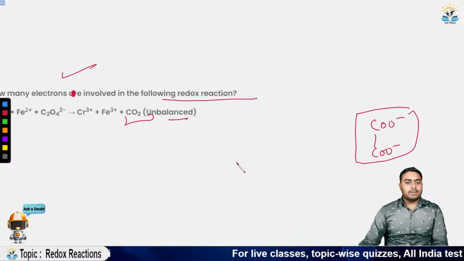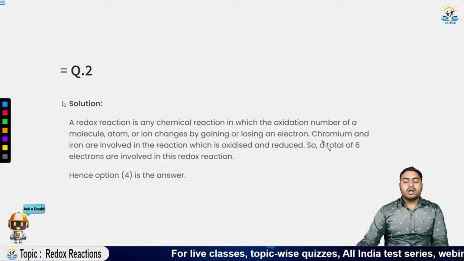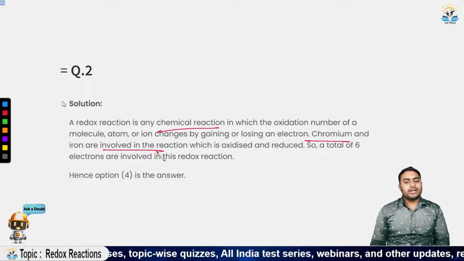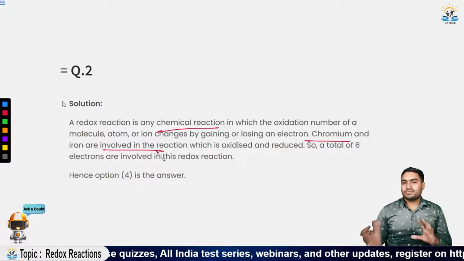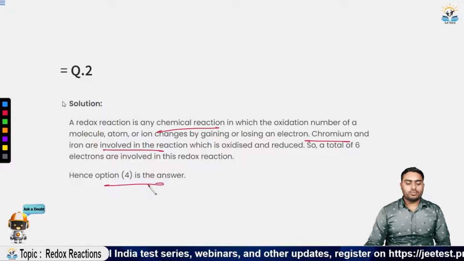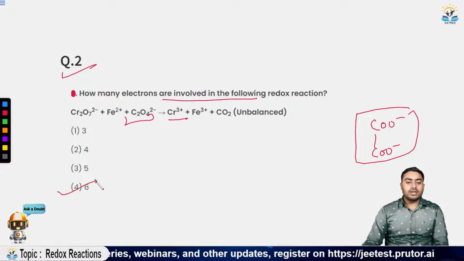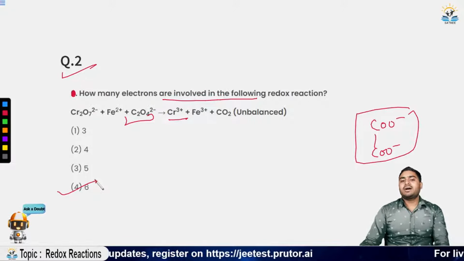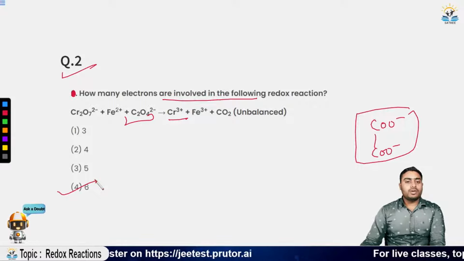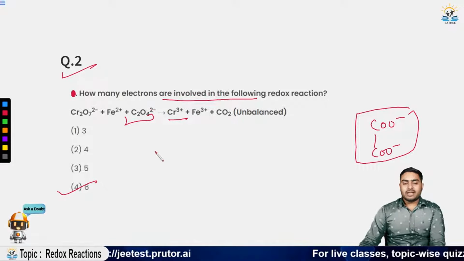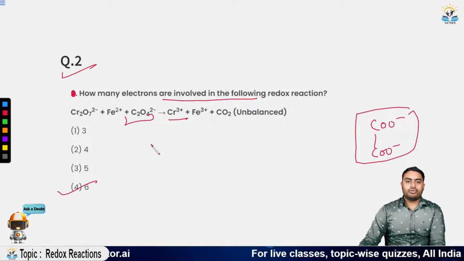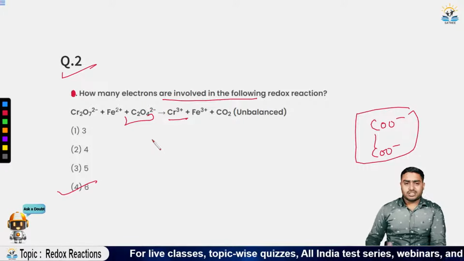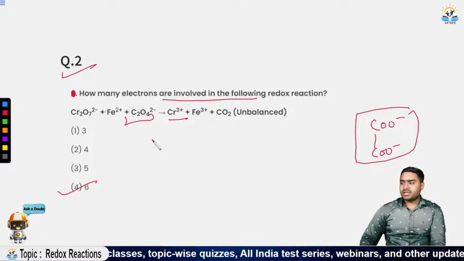So let's see. You can see here chromium and iron are involved in the reaction, which is oxidized and reduced. So a total of 6 electrons are involved in this redox reaction. So option 4 is the right answer. Okay, so that's not an easy task, but you have to balance the equation first of all, then you can see that 6 electrons are involved here in the following redox reaction.